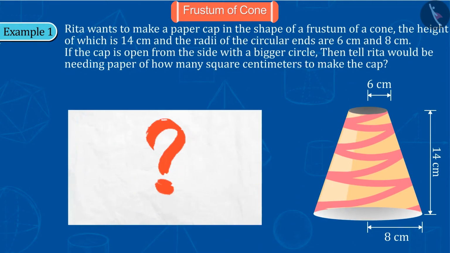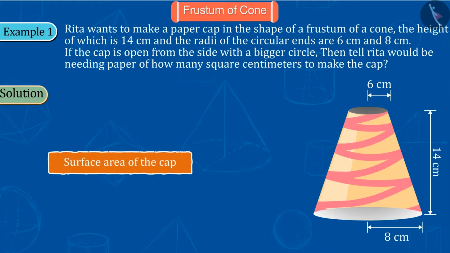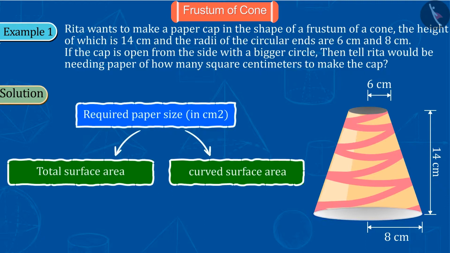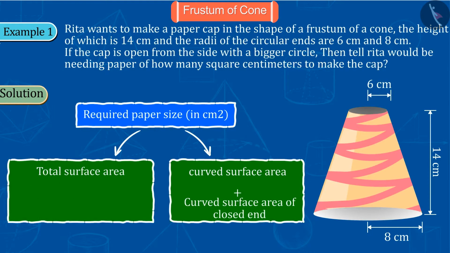Can you tell how we can find the size of the paper? Absolutely correct. For this, we have to find the surface area of the cap. Because the cap is open from the bottom and closed at the top, we will not find the total surface area. Rather, we will add the area of the closed end to the curved surface area. The area of the open end will be subtracted from the entire surface area.